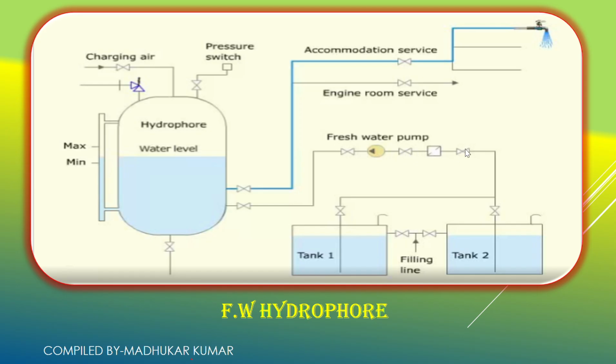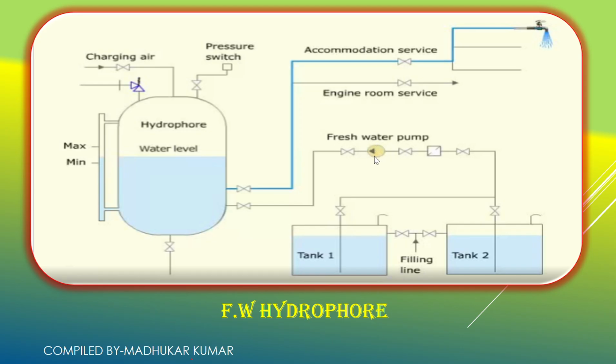If we have to do maintenance, we can isolate this filter by closing these two valves and do the maintenance of the filter, that is cleaning, or if air is being sucked, we can do the gasket renewal. For the pumping operation, this valve also has to be open, and this valve also has to be open. Here we have the freshwater hydrophore pump.